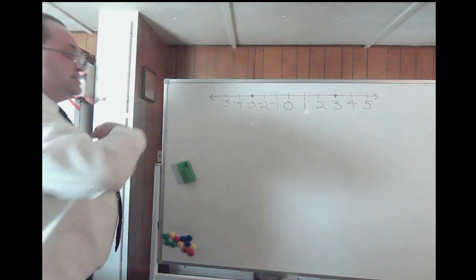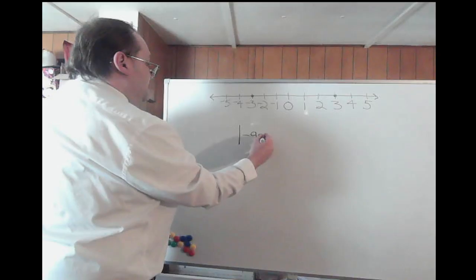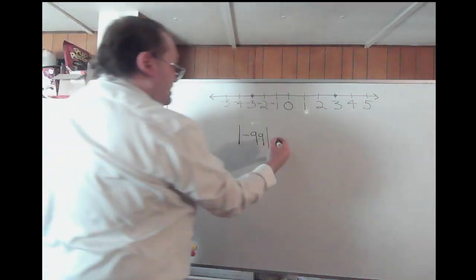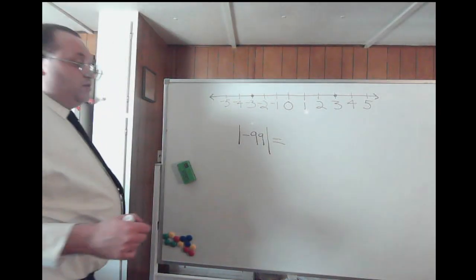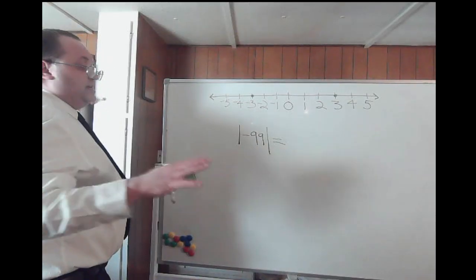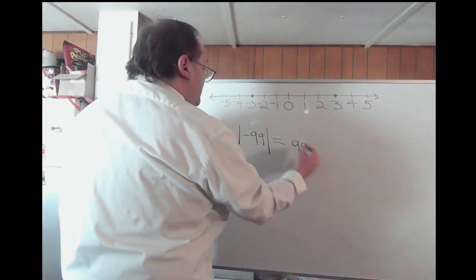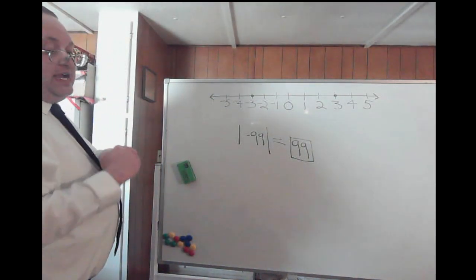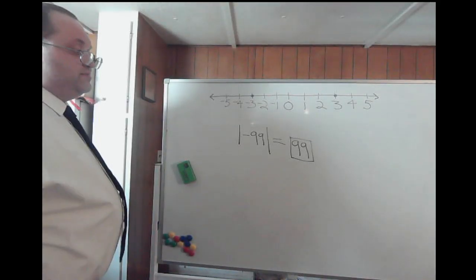And to find the distance from 0, let's say we have the absolute value of -99. Let's assume we had a board that big and I go all the way back to -99. The absolute value means how far away from 0 it is. The number inside of the absolute value does not matter whether it's positive or negative. It'll always be positive for the answer. So the absolute value of -99 is 99. It'd be 99 units away from 0.